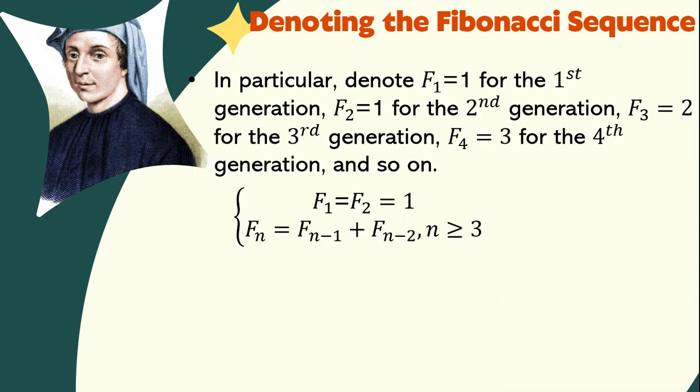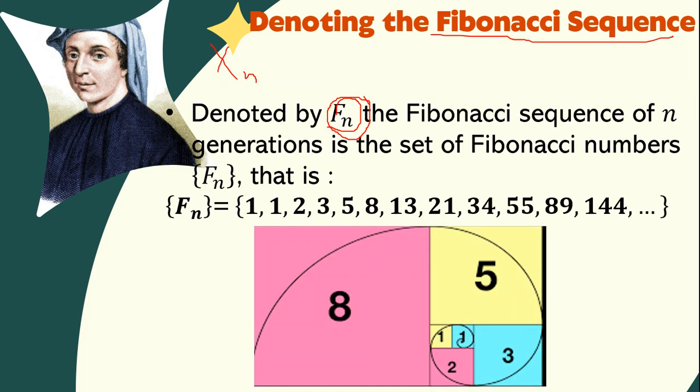So, let's go. In particular, f sub 1 is equal to 1 for the first generation, f sub 2 is equal to 1 for the second generation, and f sub 3 is equal to 2 for the third generation. So, f sub 1, first generation. F sub 2, second generation. F sub 3, third generation. F sub 4, fourth generation.